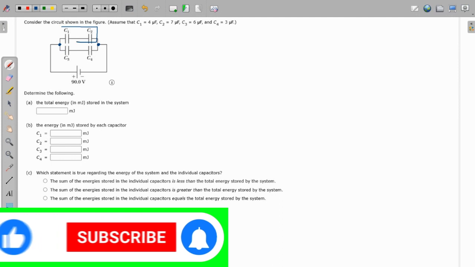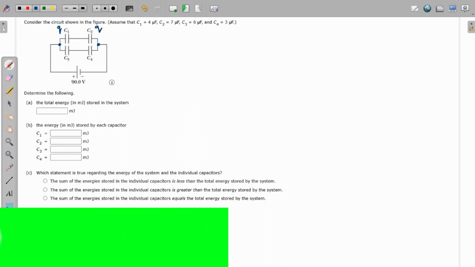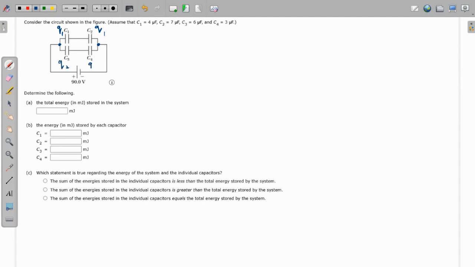When these two are individually in series, definitely their charges are going to be the same. So let's say this is Q1 and Q1, and this is Q2 and Q2, because their charges are after all the same in a series circuit. We know that the potential difference across this is going to be the same, 90 volt.